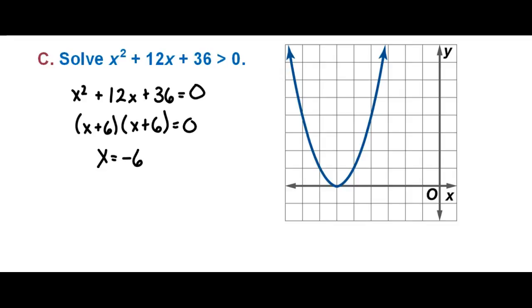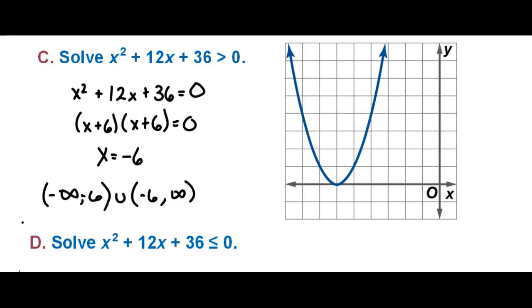And when we pull up the graph, you can see that it just kind of dips down and touches that x-axis at one point, negative 6. So basically what our answer is going to be is everything except this negative 6 here. So in interval form, we'll want to write from negative infinity all the way to negative 6, not including it, of course, union with negative 6 all the way to positive infinity.